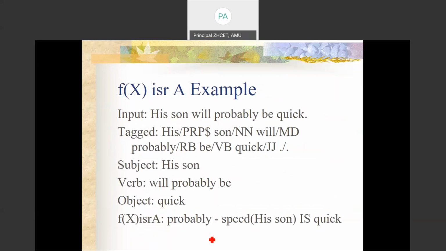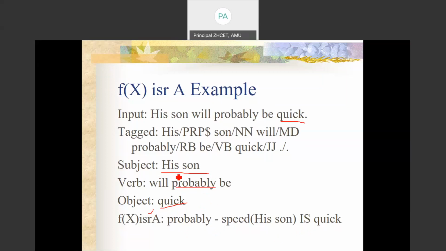Fx is Ra example: his son will probably be quick. This quick tells me that I'm talking about the speed. Probably is taken as small r. Speed of his son, although speed doesn't occur here, but I'm drawing from the concept table that I've given earlier. So speed of his son is quick, which means his son is probably quick.